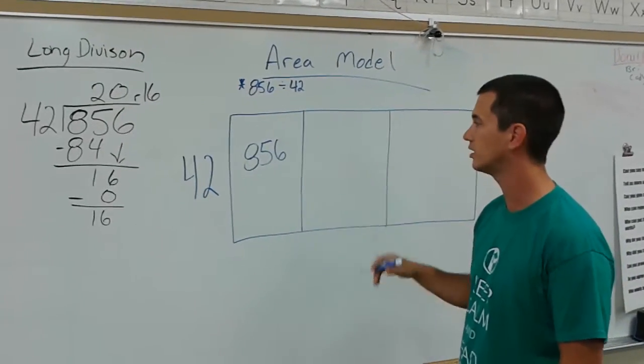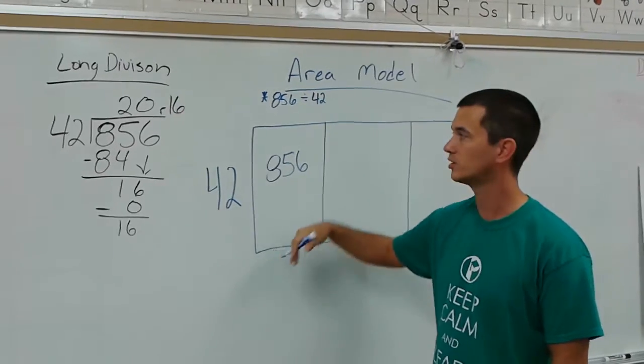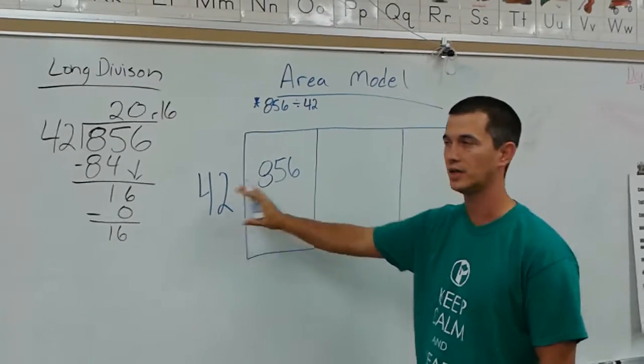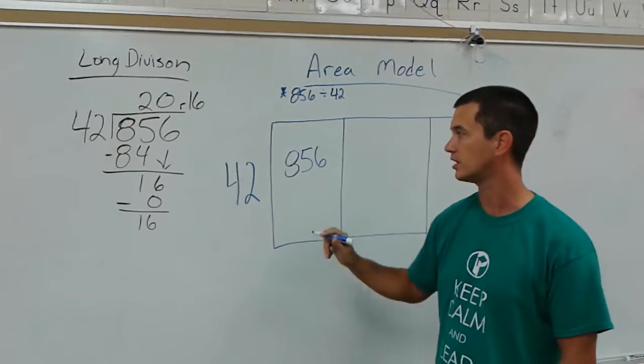Now at this point, if you watch the partial quotients video, this is where it's going to look similar, because basically this is partial quotients, but instead of going from top to bottom, it's going from left to right. So they're going to do the same steps as they would for the standard algorithm.